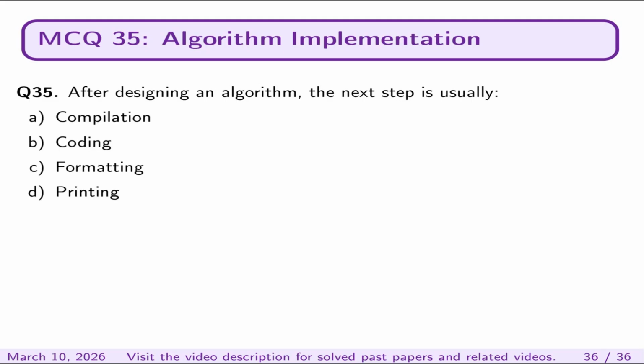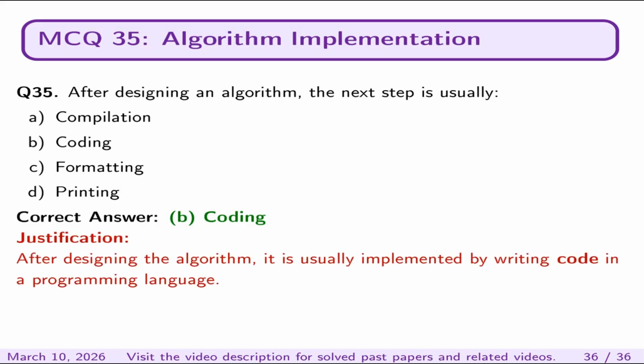Question number 35. After designing an algorithm, the next step is usually compilation, coding, formatting, printing. That is the coding step. After designing the algorithm, it is usually implemented by writing code in a programming language, and then the programmer's work starts.